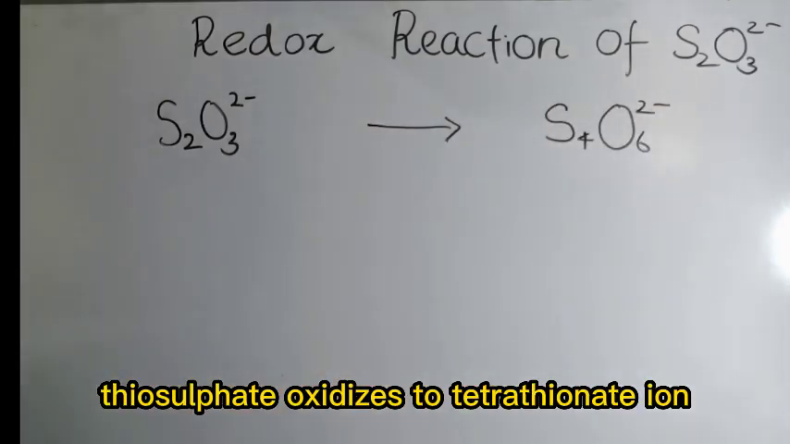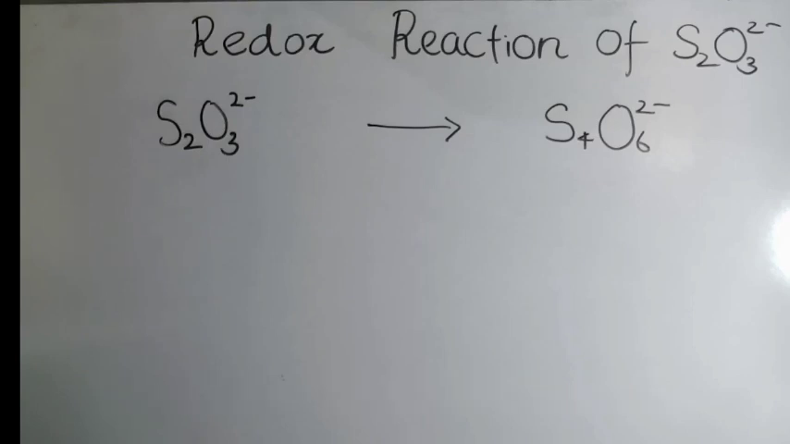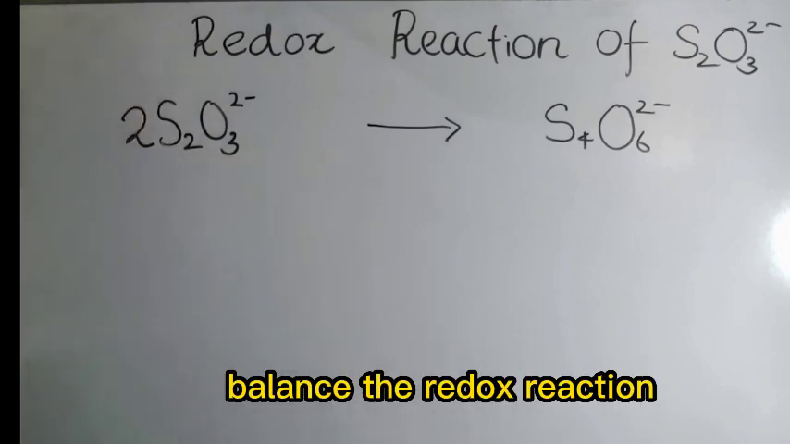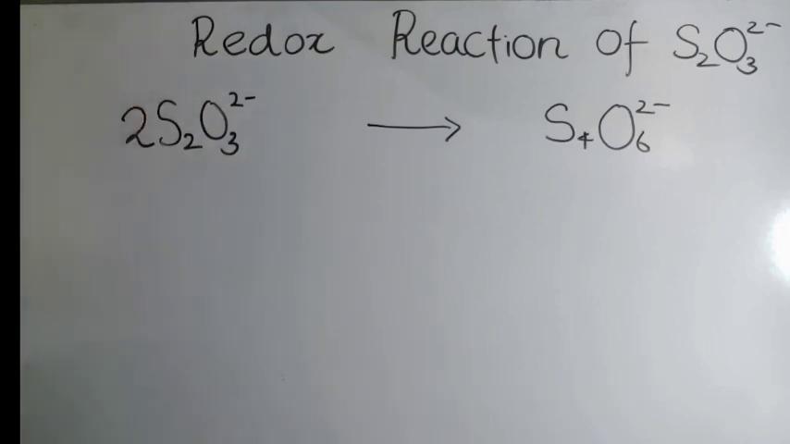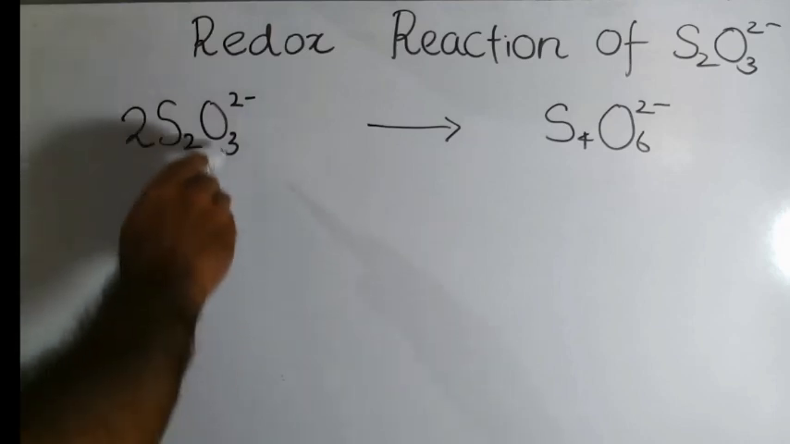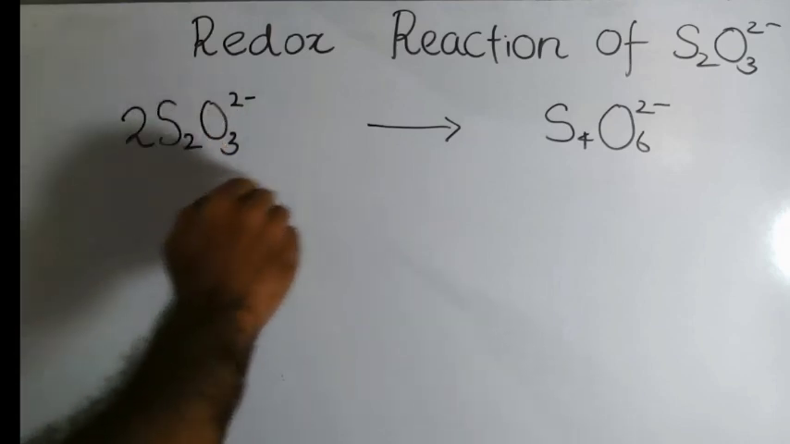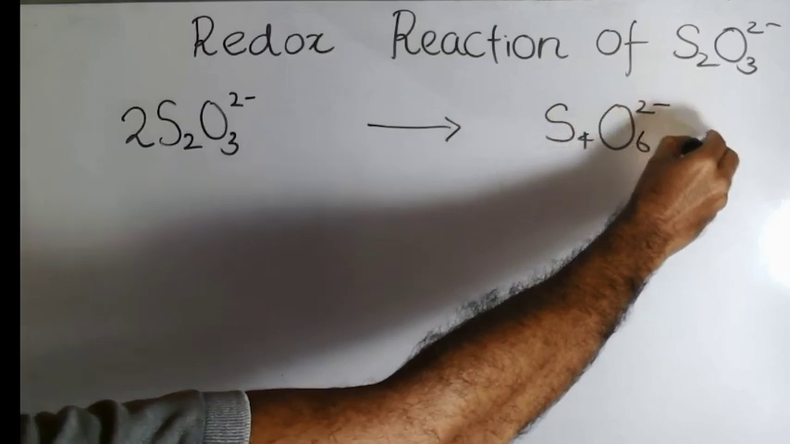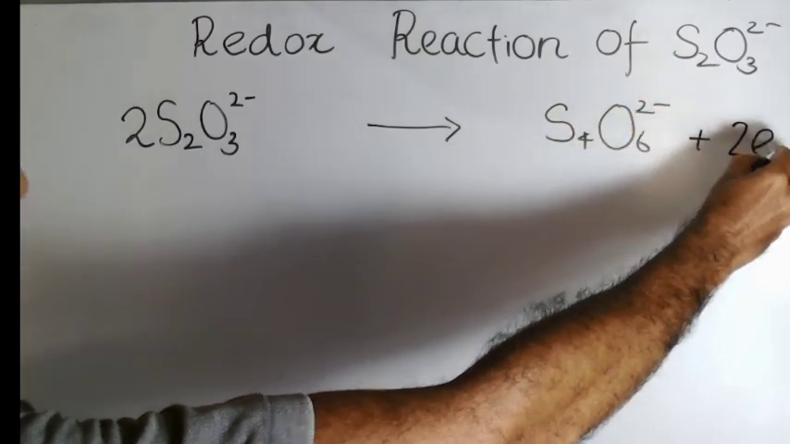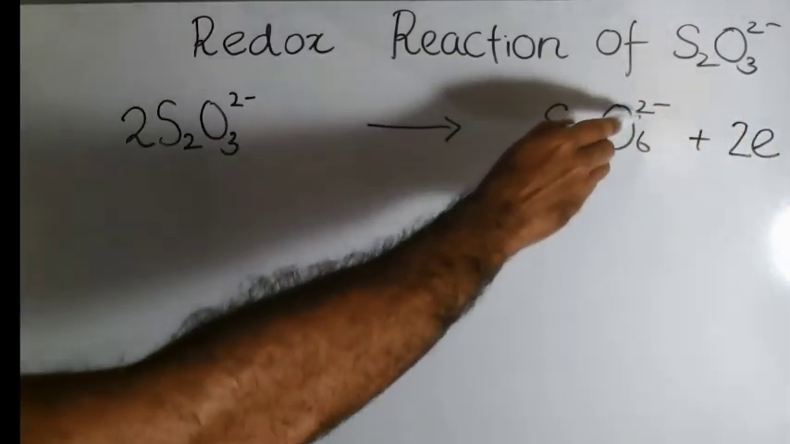So in a redox reaction, we have to balance everything. That means number of atoms and charge. So here, if we put 2 as a coefficient, the number of atoms are going to balance easily. Then you can see there's a -4 charge here. Then we have to balance that by adding 2 electrons, because already there is a -2 charge.